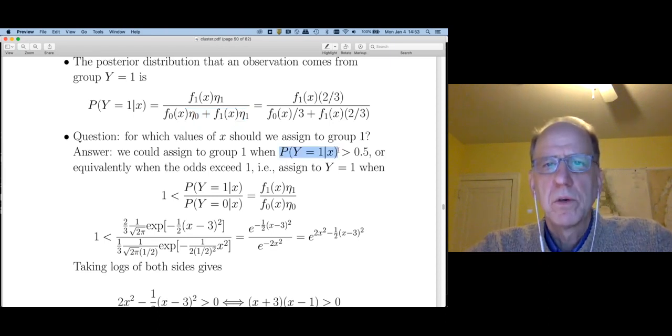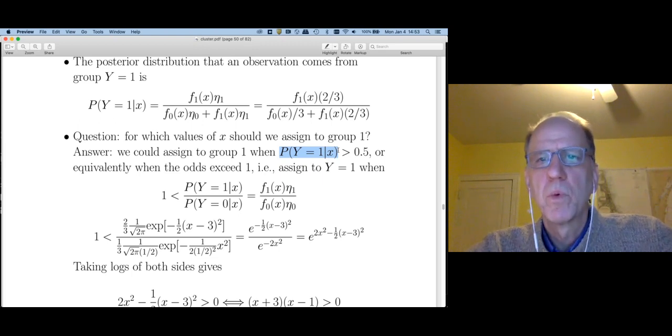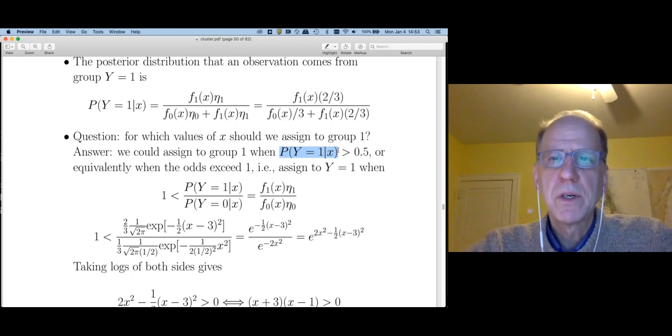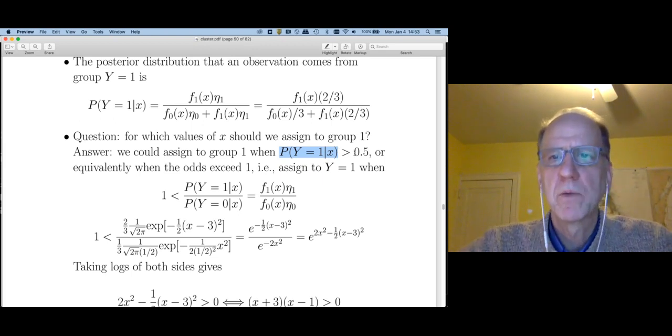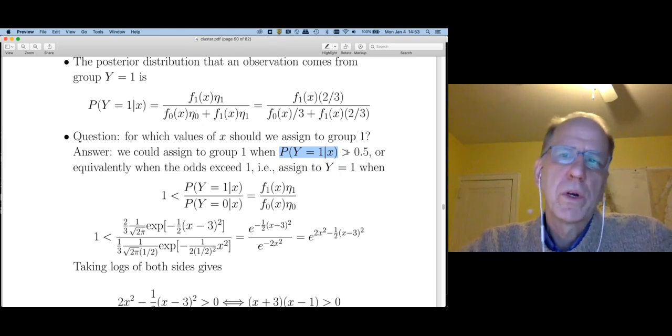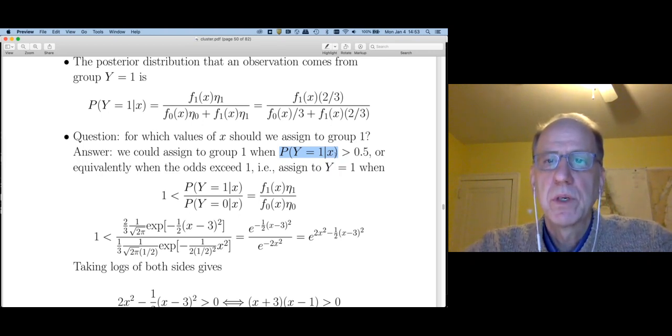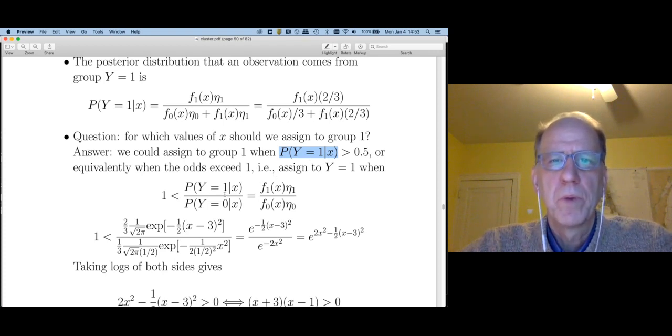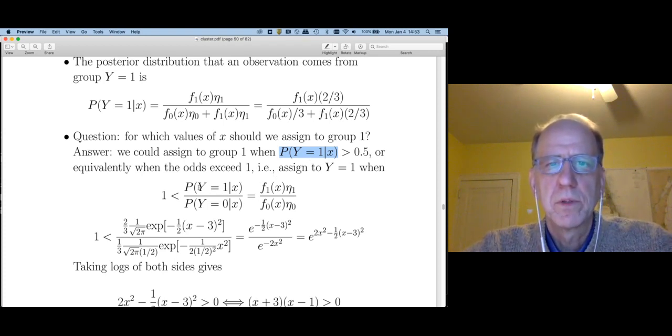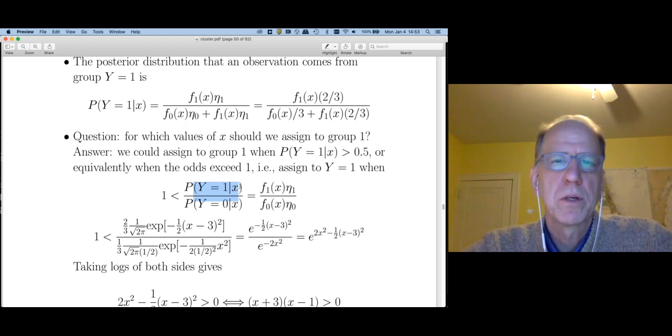So the question I'd like to answer is, which values of x should be assigned to group 1 versus the other group? So the answer to this could be assign an observation to group 1 whenever the posterior probability is bigger than 1/2, or you can also think of this as this posterior probability is larger than the posterior probability of belonging to group 0. Either way, we assign to group 1 whenever this ratio, so this is the posterior probability of belonging to group 1 instead of group 0, exceeds 1.